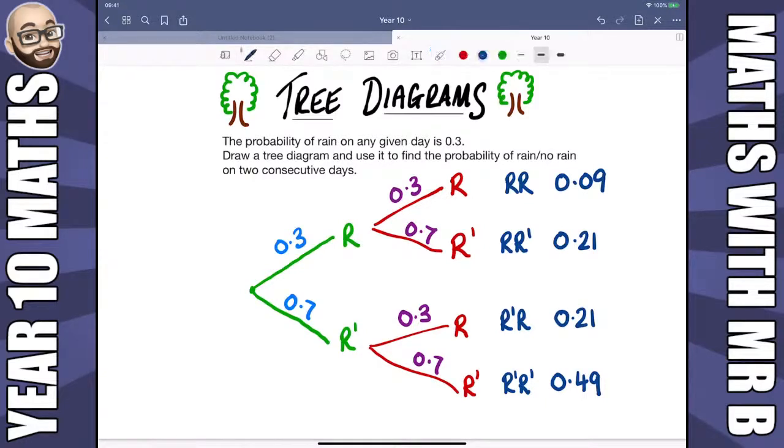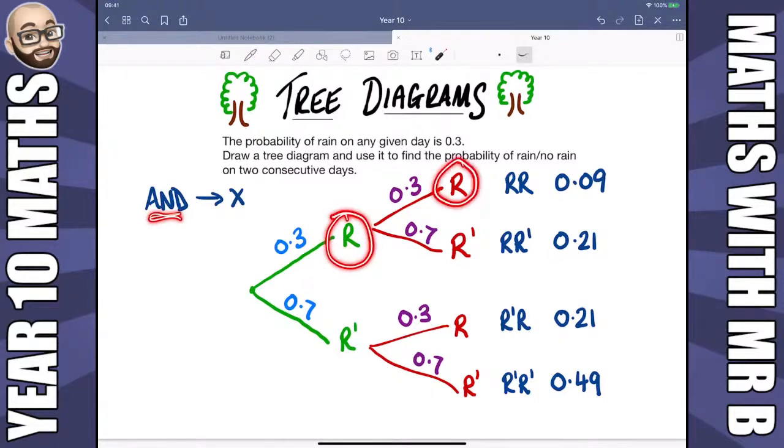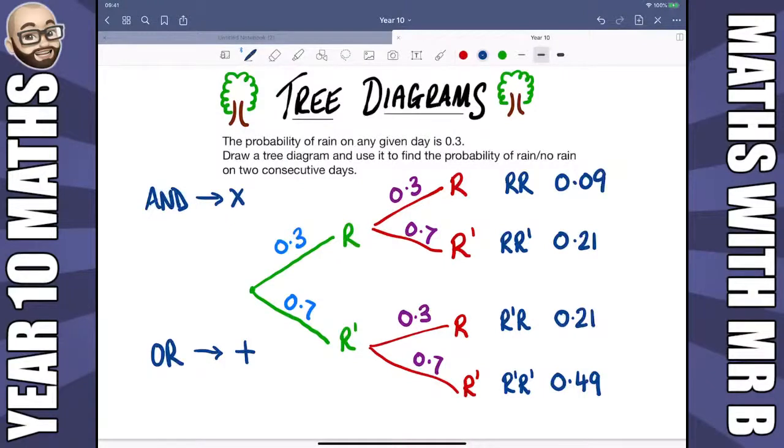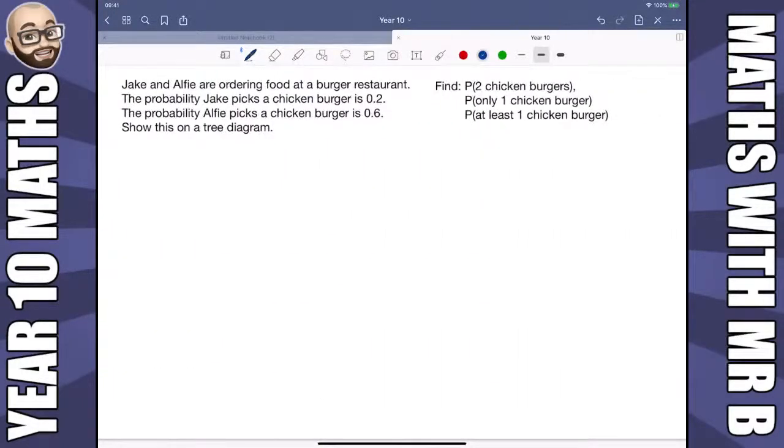Okay, so what I was doing is if I'm trying to use the word and in these tree diagrams, I'm going to be thinking about multiplying those probabilities. If I wanted rain and rain, I've done 0.3 times 0.3. There is another word I'm going to be using in a few minutes' time, which is the word or. And if I use the word or, I'm going to be adding those probabilities together at the end. Okay, we'll get to that when we do the second question, which is right here.